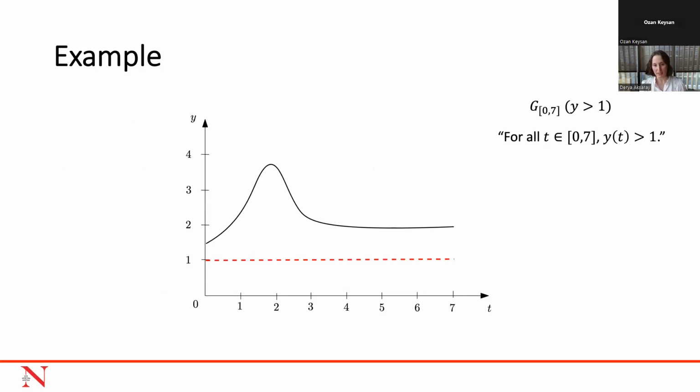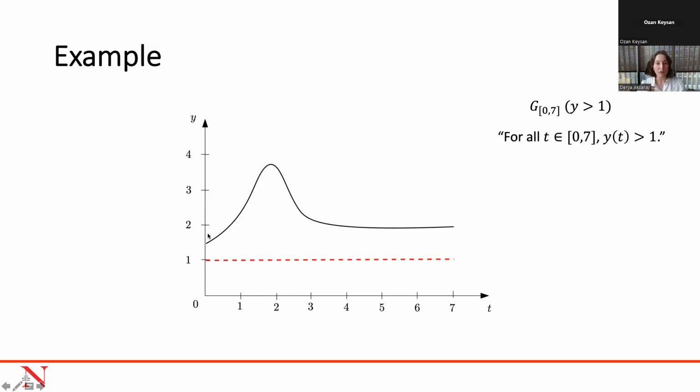And again, just an example. Let's say we have a signal like this. And then this specification means that for all t in the time window from 0 to 7, I want the signal's element at each time step to be greater than 1. And if we look at this, it's indeed a satisfaction because visually we can say that every point is above 1.